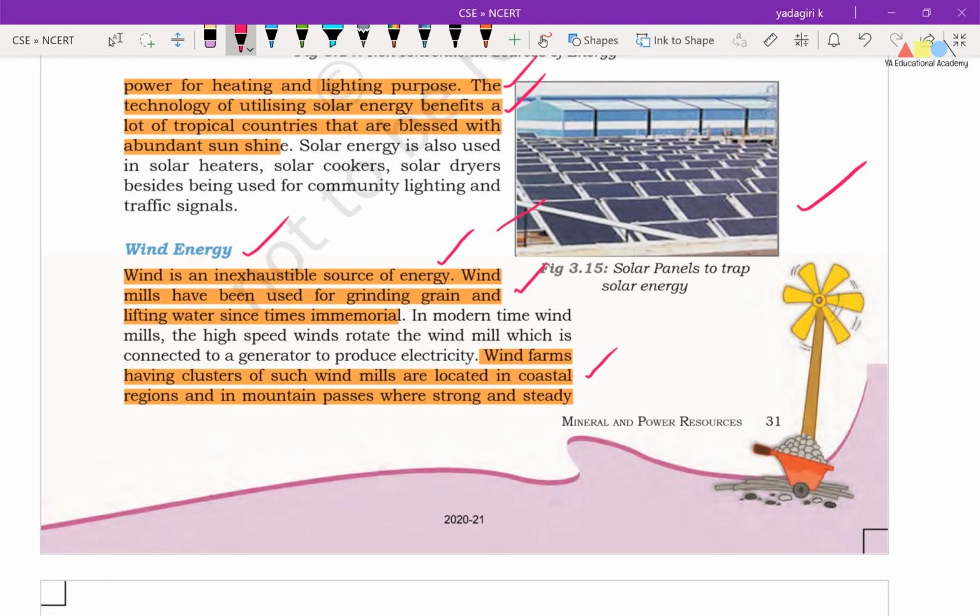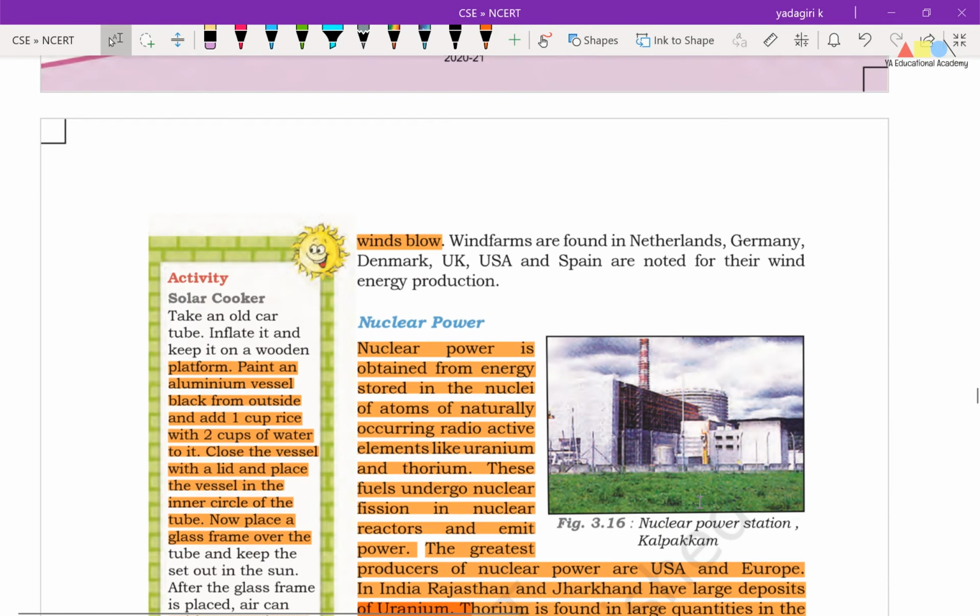Friends, wind farms having clusters of such windmills are located in coastal regions and in mountain passes where strong and steady winds blow. Right friends, wind farms are found in Netherlands, Germany, Denmark, UK, USA and Spain. These are noted for their wind energy production.